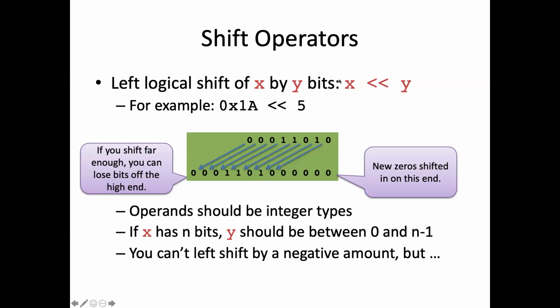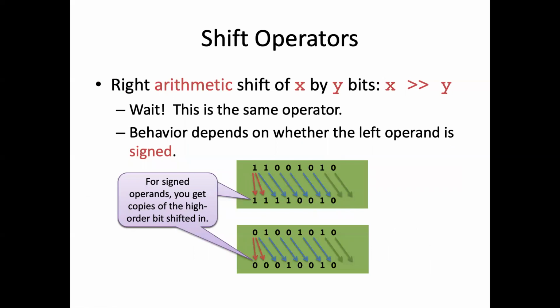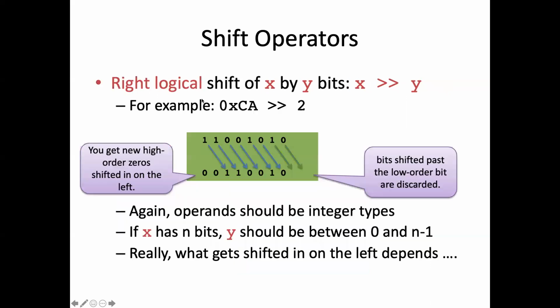So we talked about left logical shift. We talked about the 2 flavors of right shift, logical and arithmetic. And remember, it's the signedness of the left-hand operand that decides which one you get. If x is a signed value, then this operator will do right arithmetic shift. If it's an unsigned number, you'll always get right logical shift.